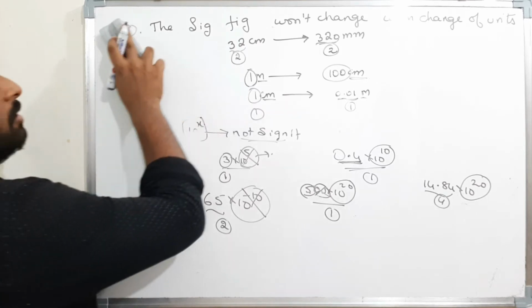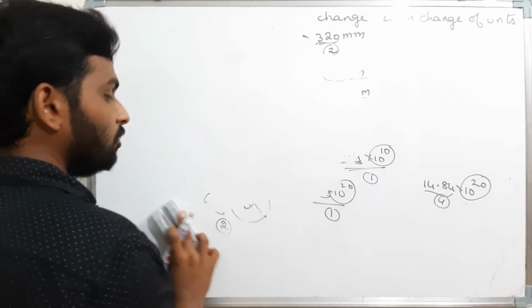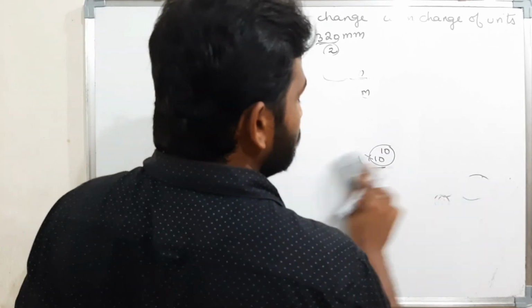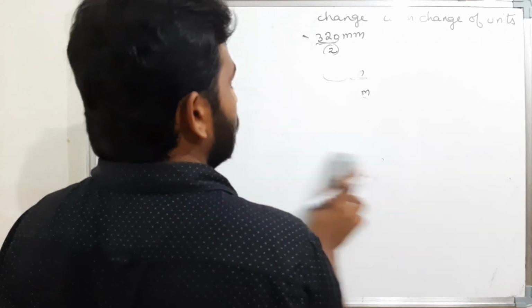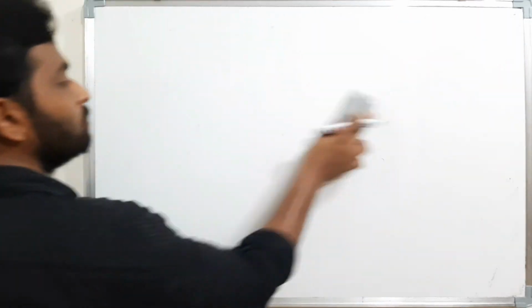Okay, now we'll see all the rules together. And one more thing to remember, there is some confusion when you are finding the significant figures. Now observe carefully, what is the confusion? Ambiguity.